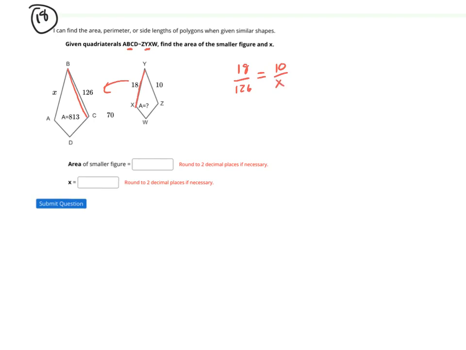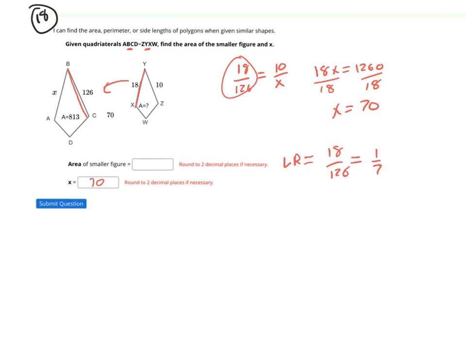Then when we cross multiply, I get 18x is equal to 1260, divide by 18, divide by 18, and x is going to equal 70. To find the area of the smaller figure, what I need to do here is look at the linear ratio to find the area ratio. Well, the linear ratio is just the ratio of the corresponding sides, which in this case is going to be 18 over 126. When you reduce that fraction, that reduces to 1 over 7.